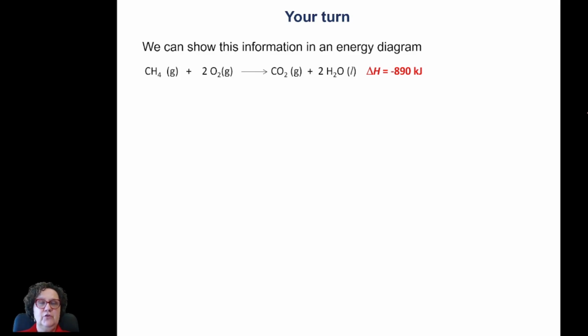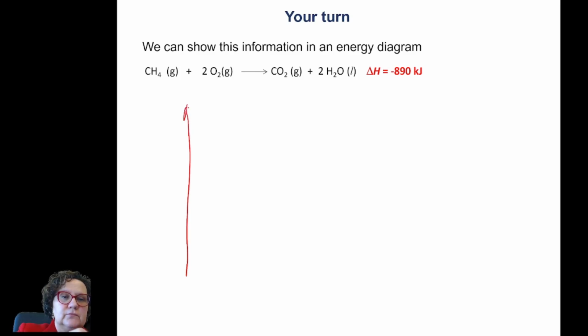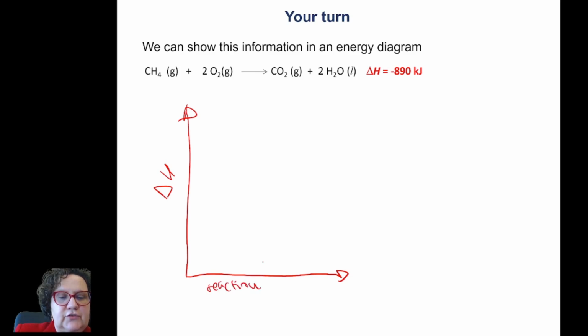How would I go about this? So an energy diagram. If I draw in the y-axis change in enthalpy, and in the x-axis something like state of the reaction, or how the reaction progresses. So I look at my reagents and my products, and I look at my change in enthalpy, minus 890. The minus tells me this is an exothermic reaction. This reaction is going to release heat, that amount, 890 kilojoules.